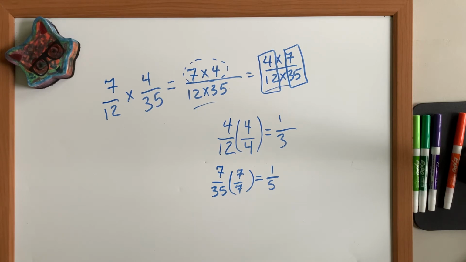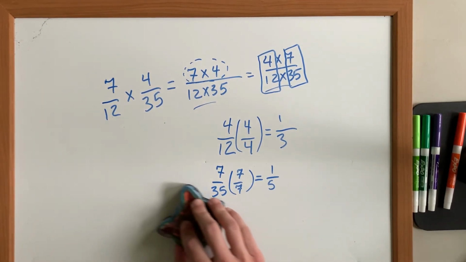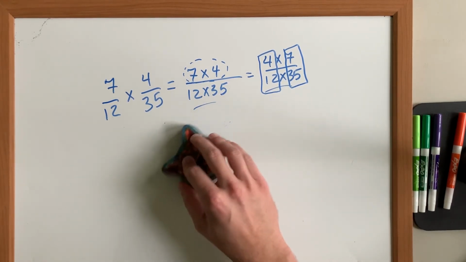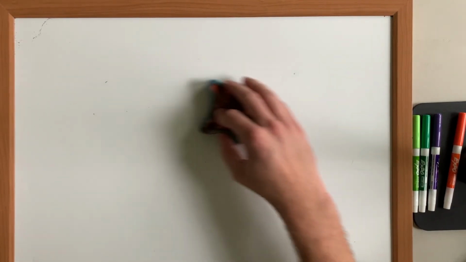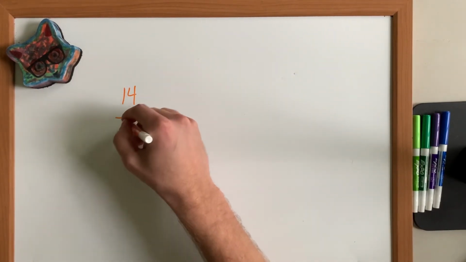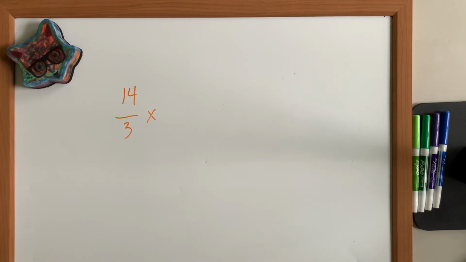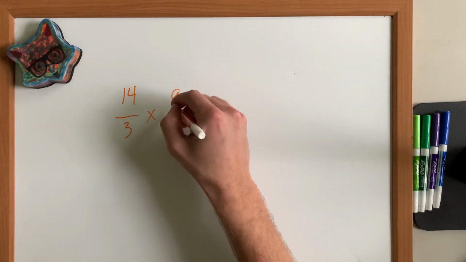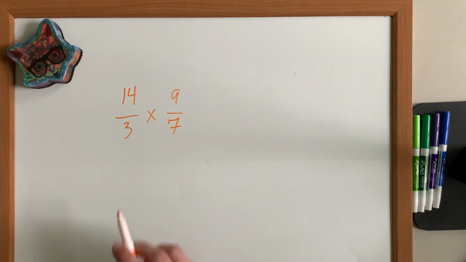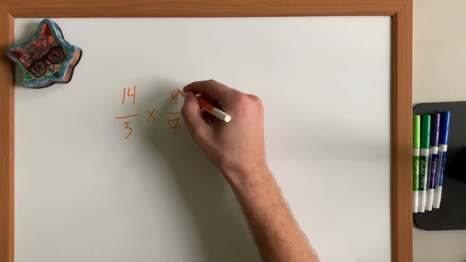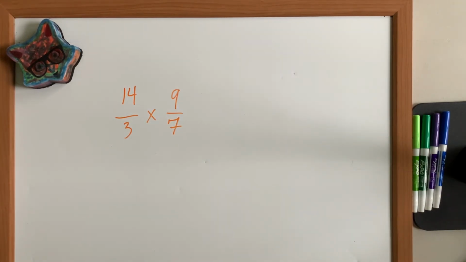Now, let's try another example. And we know that this method works for simple fractions, proper fractions. What about improper fractions? Does this work if I take 14 divided by 3 and multiply it by 9/7? These are both improper fractions because the numerators are bigger than the denominators. Let's see if we can make this look a little bit more like a 9.